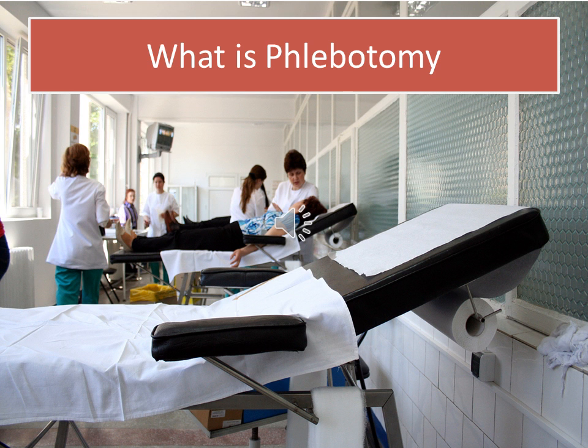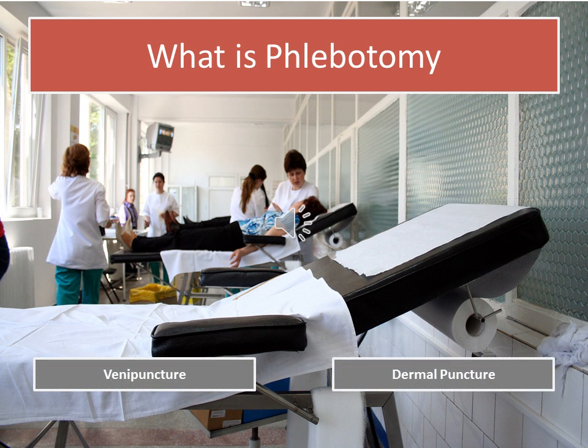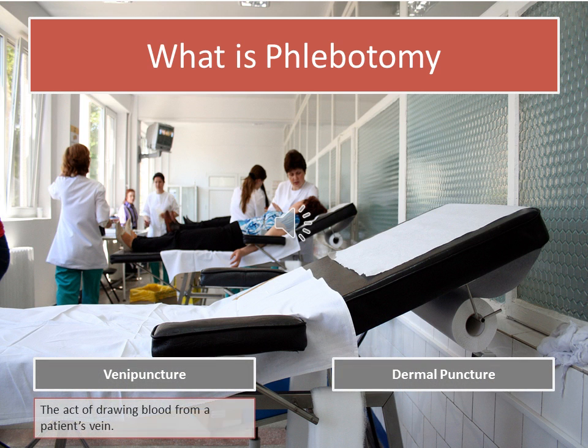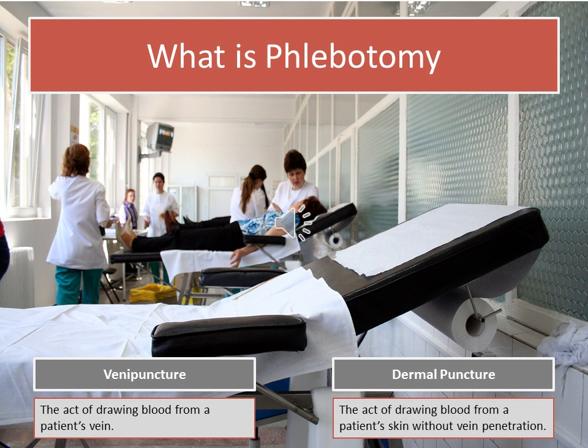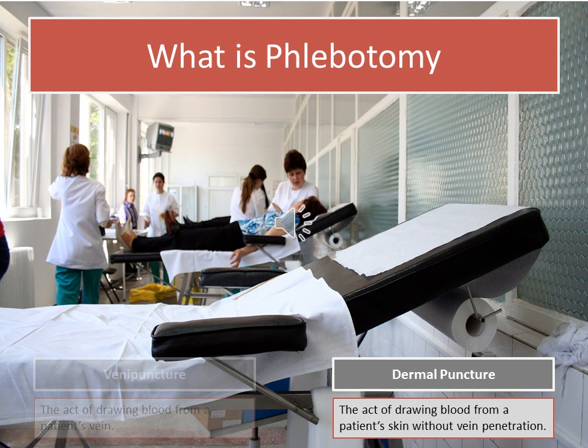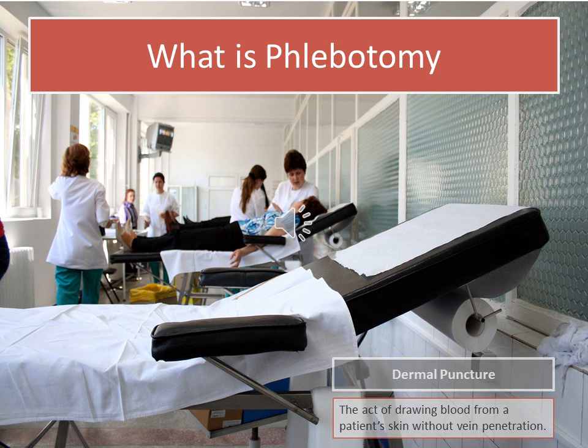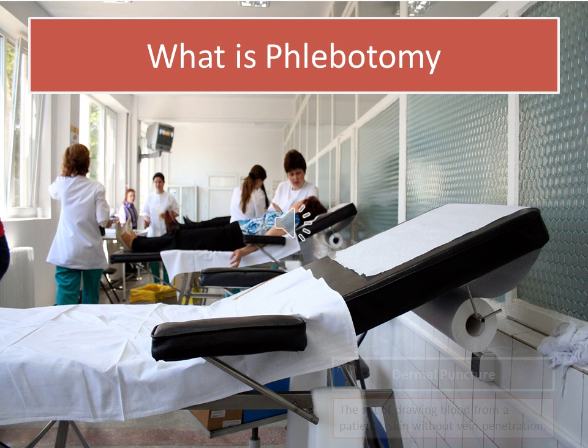Phlebotomy is the procedure of drawing blood from the human body via venipuncture and/or dermal puncture. Venipuncture being the act of drawing blood from a patient's vein, and dermal puncture being the act of drawing blood from a patient's skin without vein penetration. A common example of venipuncture is blood drawn from the inside of the arm, near the elbow, providing a large source of blood, while a common example of dermal puncture is blood drawn via the finger and/or thumb. This only gives a number of blood drops.